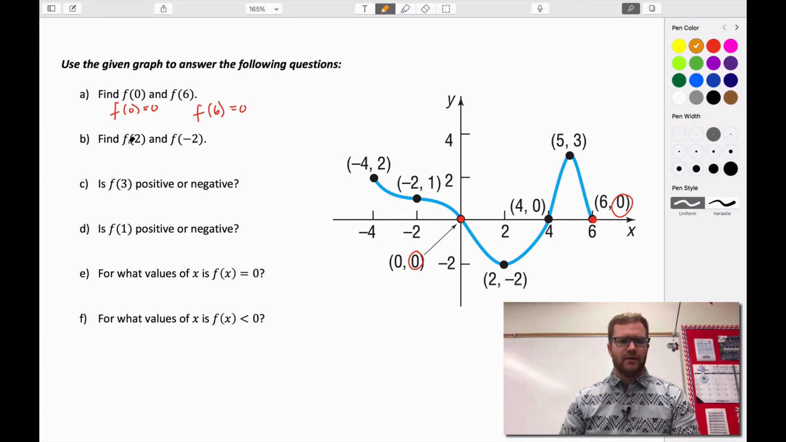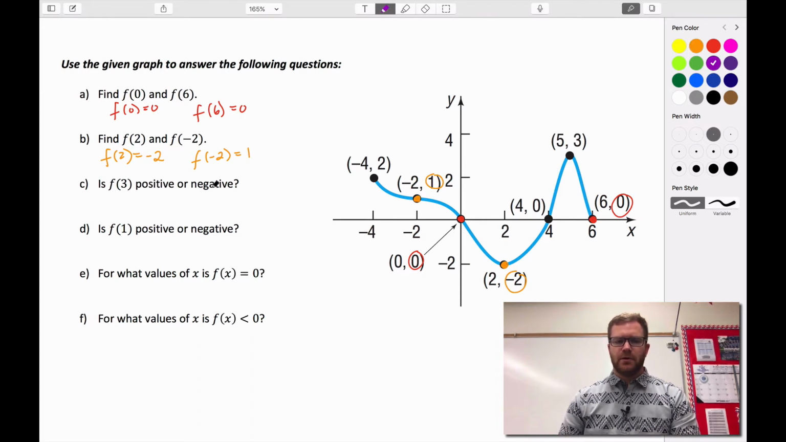And then we also have these other 2 points that we're trying to find, f at 2 and f at negative 2. So if we go to 2 on the x-axis, we can see that we're not at 0 anymore, we're down here. We want to know, well, what is the y value here? It's negative 2. So f of 2 is equal to negative 2. And then at negative 2, when x is negative 2, we have this point here, and its value is 1, right? The y value is the value of our function. So f at negative 2 is equal to positive 1.